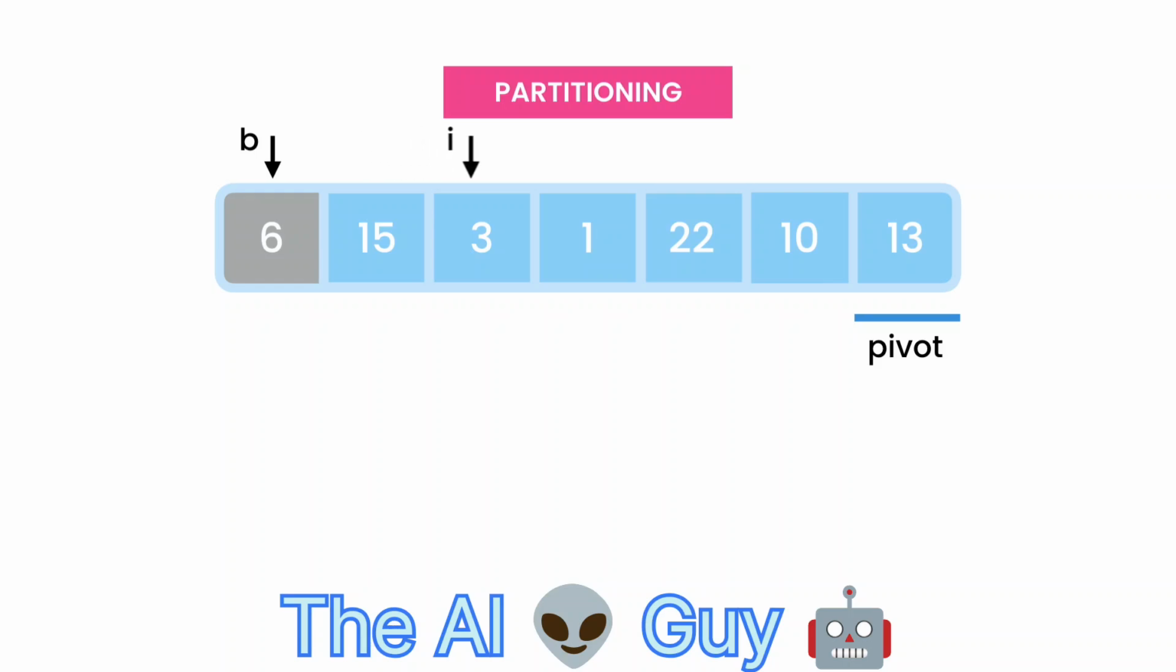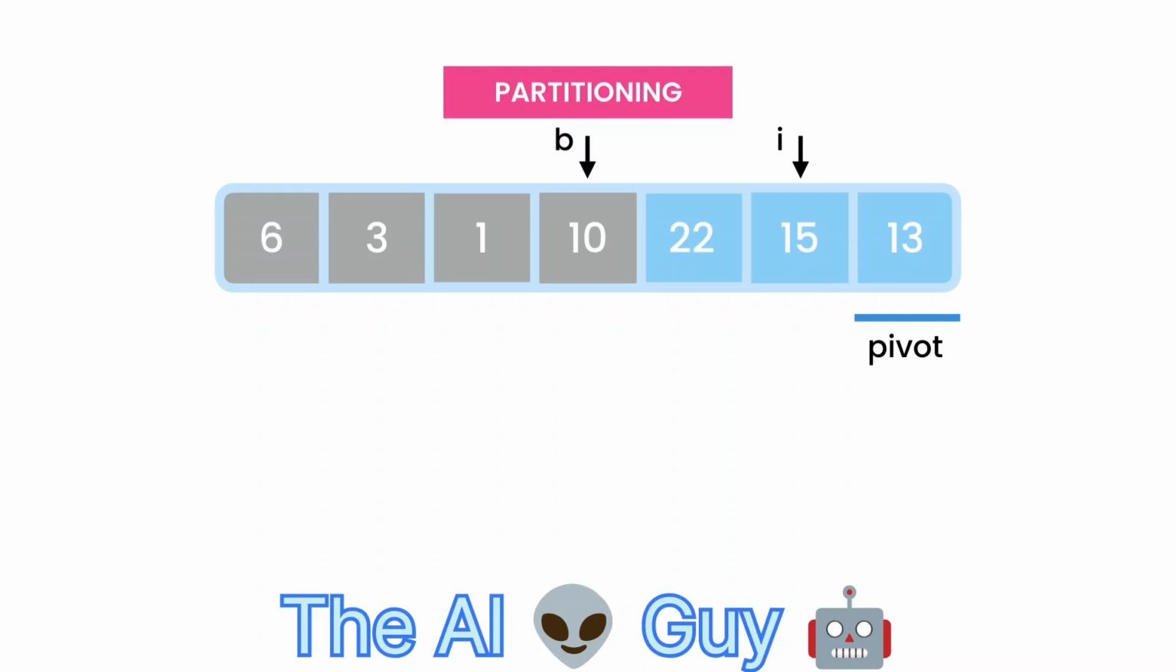Again, we repeat. We read the next number, 3. Is this smaller than the pivot? Yes, it is. So again, we increase the boundary. Now the last item in the left partition is a number that is larger than the pivot. We need to swap this number with the smaller number that we just read. So we swap 15 with 3. Our left partition is getting bigger. One more time. We read 1. This is also smaller than the pivot. So we increase the boundary and then do a swap. Now we read 22. Is this smaller than the pivot? No, it's not. So we should leave it where it is, which is our right partition. We read 10. This is a smaller number, so we should increase the boundary and swap 15 with 10.